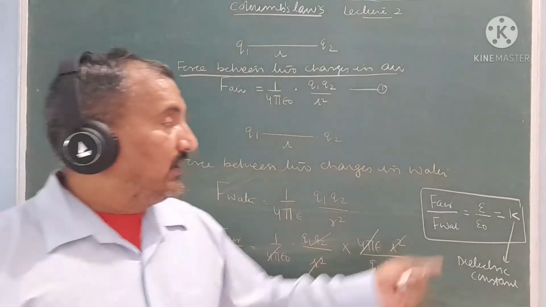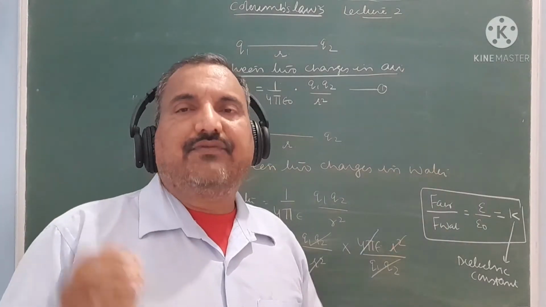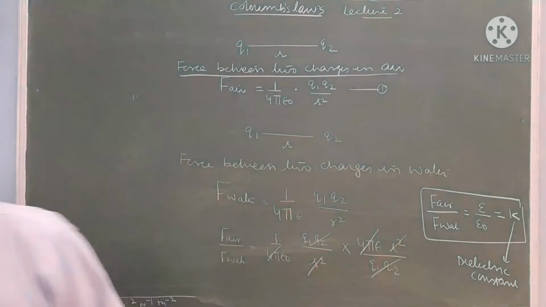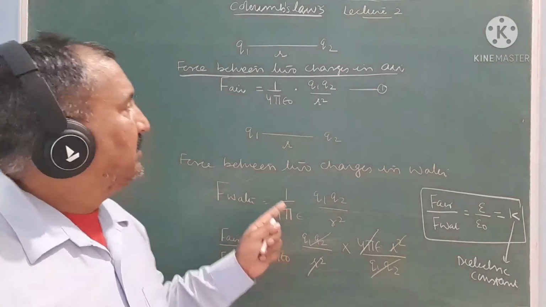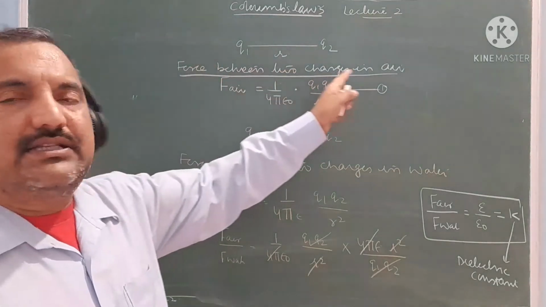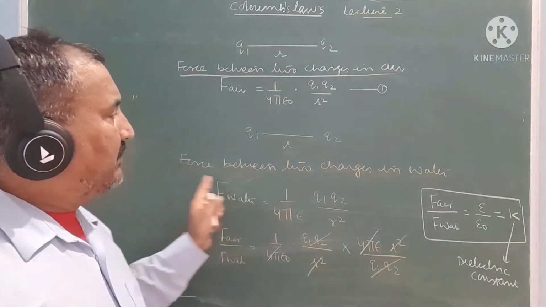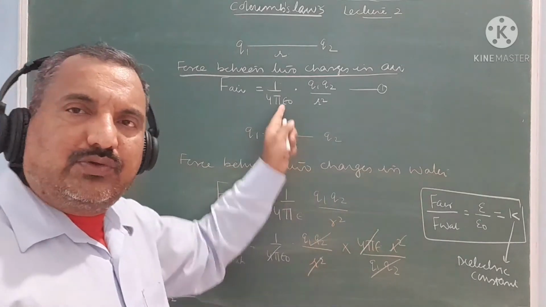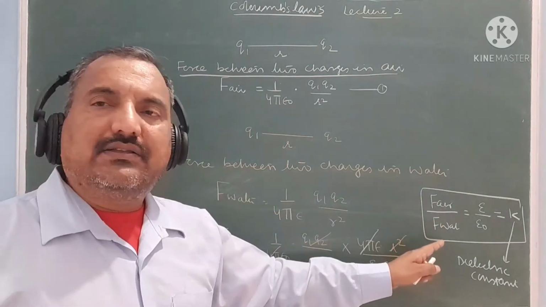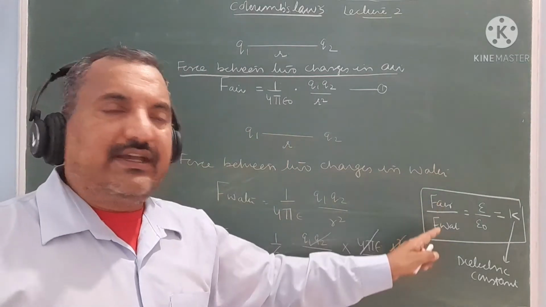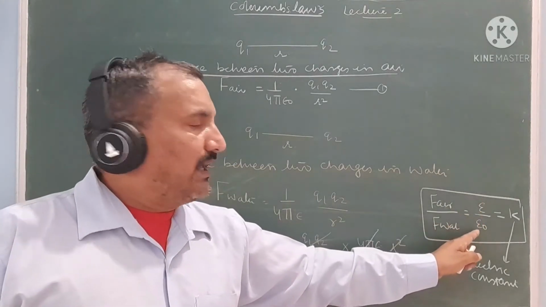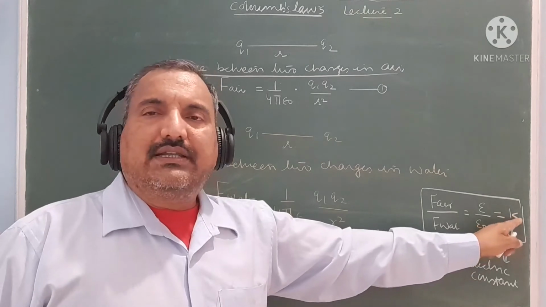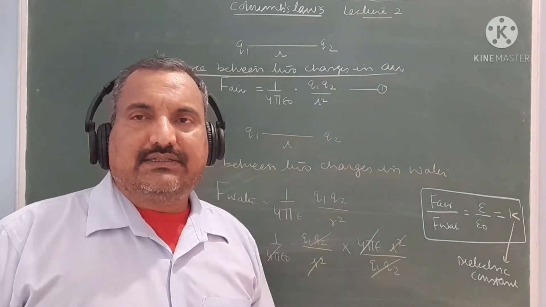So now you have to define this K. What is the dielectric constant? I hope you have understood. That is the force between the two charges in air and the force between the two charges in water. You take the ratio and you get this relation, F air upon F water. For the medium you can take epsilon, but epsilon 0 is a constant. K is known as the dielectric constant.